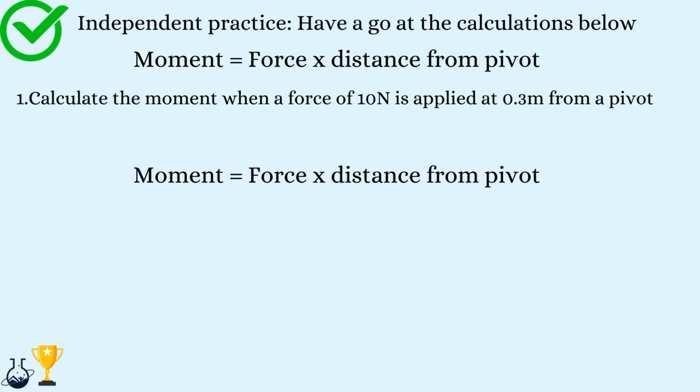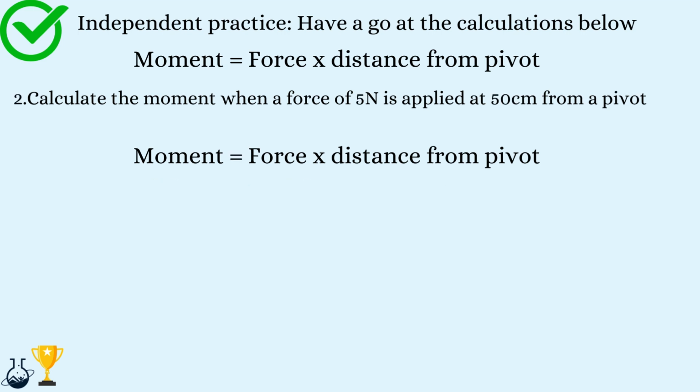Question 1. Calculate the moment when a force of 10 newtons is applied at 0.3 meters from a pivot. Well, we've already been told that moment is equal to force times perpendicular distance from the pivot. The question tells me there is a force of 10 newtons applied at 0.3 meters from the pivot. 10 times 0.3 gives me 3 Newton meters. It's important to remember your units.